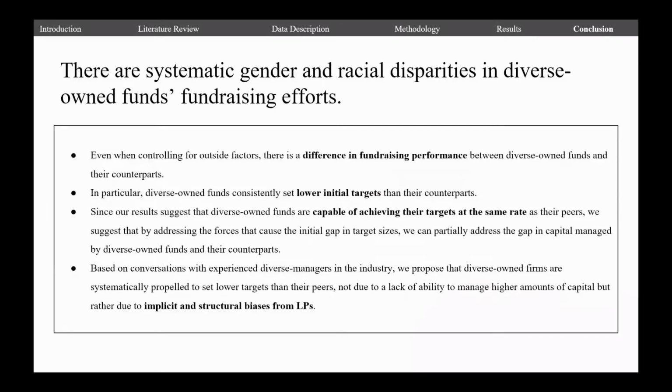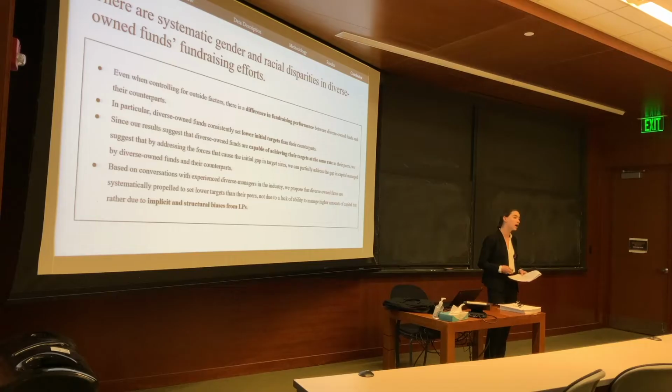Since our results suggest that diverse-owned funds are capable of achieving their targets at similar rates as their peers, we suggest that by addressing the forces that cause the initial gap in target sizes, we can partially address the gap in capital managed by diverse-owned funds and their counterparts. Based on conversations with experienced diverse managers in the industry, we propose that diverse-owned firms are systematically propelled to set lower targets than their peers, not due to a lack of ability to manage higher amounts of capital, but rather due to implicit and structural biases from their investors.